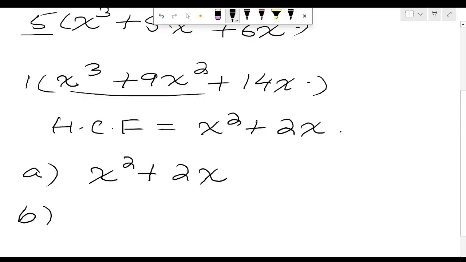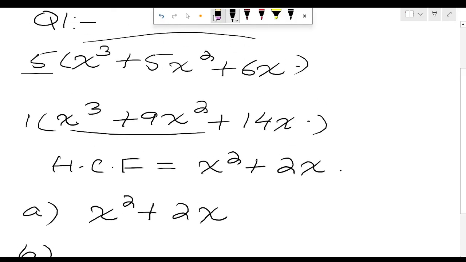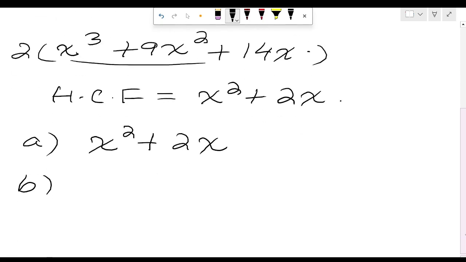In part B, they are saying that instead of the first polynomial being multiplied with 5, we have the second polynomial which is being multiplied by 2. So whether the first polynomial is being multiplied by any number and the second is not, or if the second is and the first is not, then they don't have a greatest common divisor. So the HCF will remain just the same. So x square plus 2x will be the answer for part B. And I'm not giving the answer in much detail because they are saying that we need to give quick answers to these questions without doing any procedure.